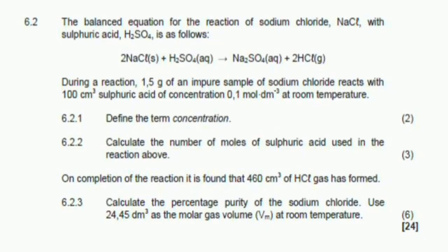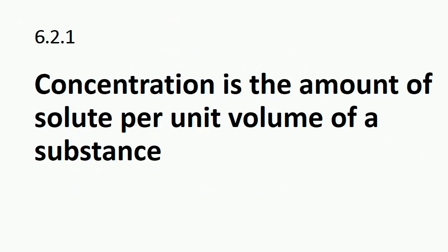6.2, it says the balanced equation for the reaction of sodium chloride, which is NaCl, with sulfuric acid H2SO4 is as follows. So we are given that chemical equation there, and it is balanced, right? Then during a reaction, they say 1.5 gram of an impure sample of sodium chloride reacts with 100 centimeter cube sulfuric acid of concentration 0.1 mole per dm cube at room temperature, right? Then 6.1 says define the term concentration. So for 2 marks, let's run quickly to that. We say concentration is the amount of solute per unit volume of a substance, right?